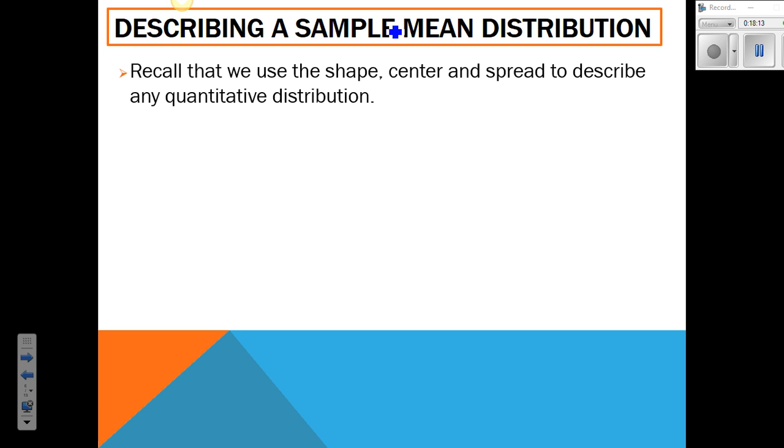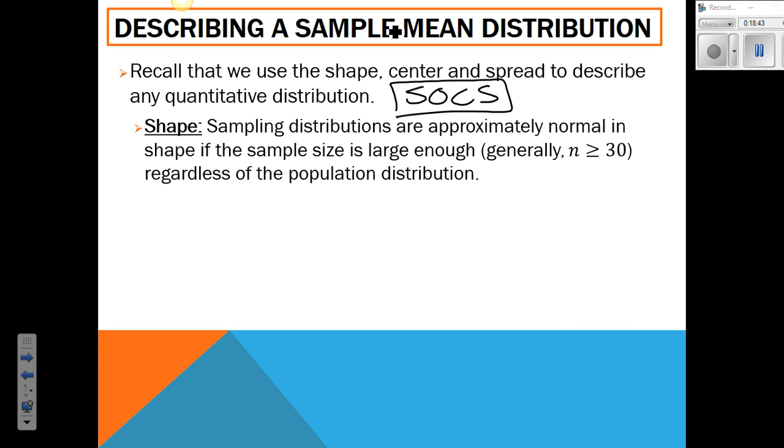Well, after we do describing the sample mean distribution. Recall that we use the center, the shape, and the spread to describe any quantitative distribution. This is also known as SOCS, right? So how would I discuss the shape here? What's the shape of a sampling distribution if n is high? Approximately normal. You guys got to know that.